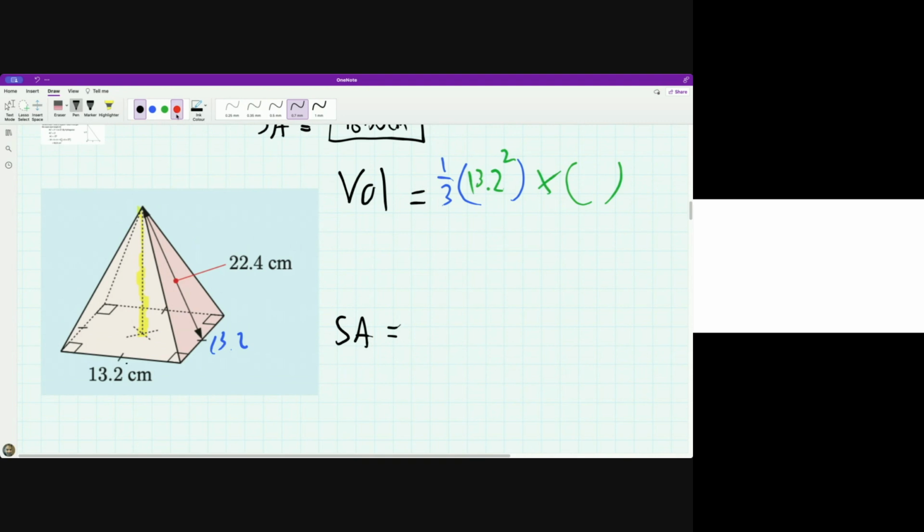Pythagoras is our friend. Yes, Pythagoras is our friend. So if you think of that, this bit here is just going to be half of 13.2 because of the symmetry. This is right in the middle. So 13.2 divided by 2 is 6.6. So that is 6.6. This is 22.4. Can you please help me find, sometimes they call it big H for the height there. Help me find big H there. And then once we have big H, we can then go and find the volume.